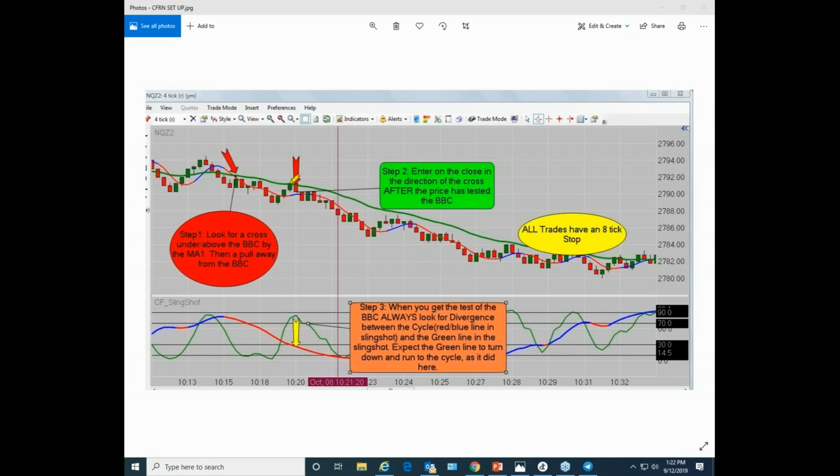Step number 2 is pull back to the BBC, but we're also looking for a close in the direction of the trend. A big question I always get is, well, why don't you just place an order right there? Why do you wait for the close and maybe lose a few ticks or possibly miss a trade? Because sometimes the market does this, just blasts right through the green line, right through the BBC. So you're sacrificing price for action with that bar.